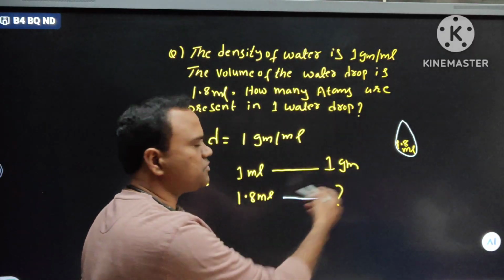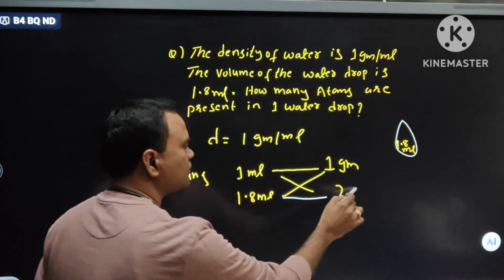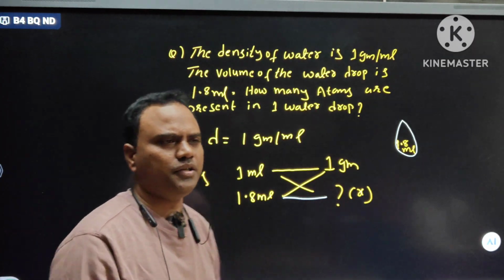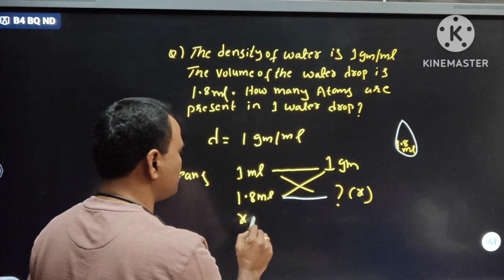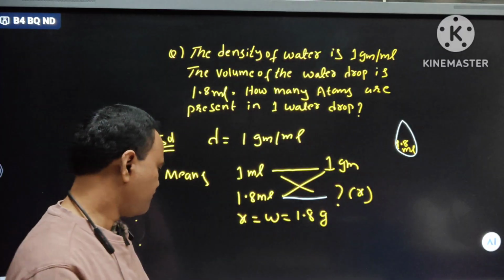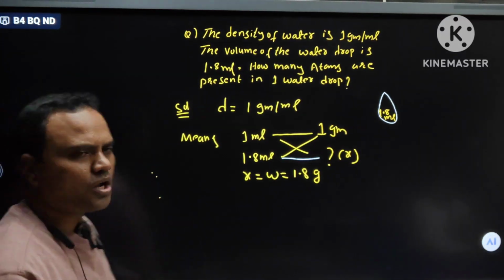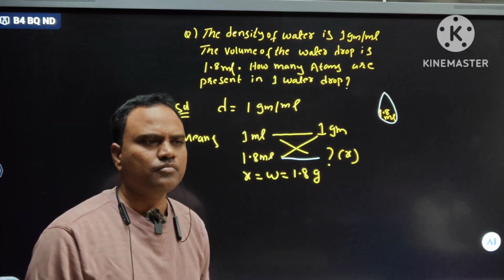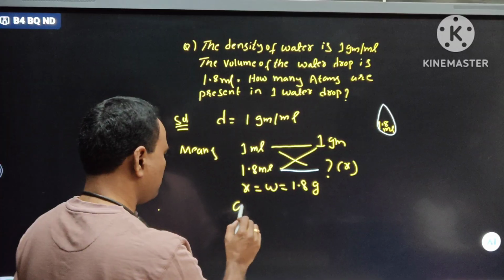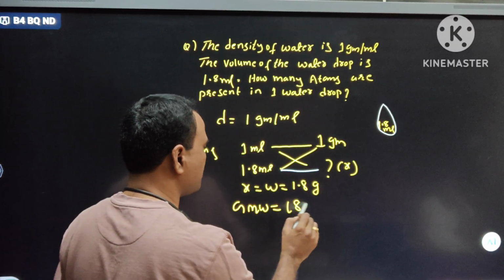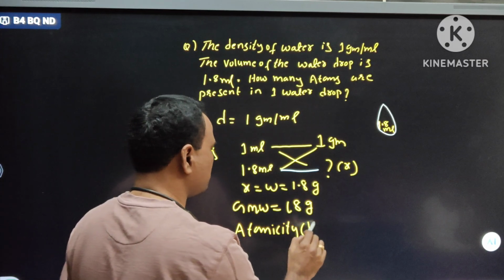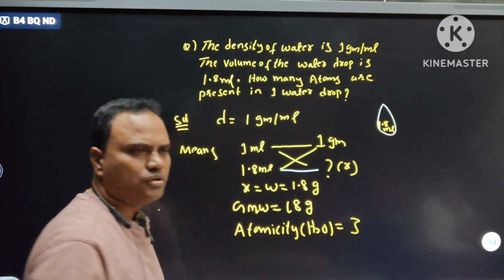1.8 ml weight is cross multiplication. Or you can say directly for 1, 1, for 2, 2, for 10, 10, for 1.8, 1.8. So weight is equal to 1.8 grams. Okay? Right. We know weight, we know gram molecular weight. Water formula is H2O. So what is gram molecular weight and atomicity? Gram molecular weight is equal to 18 grams and atomicity, formula is H2O, na? So 3.